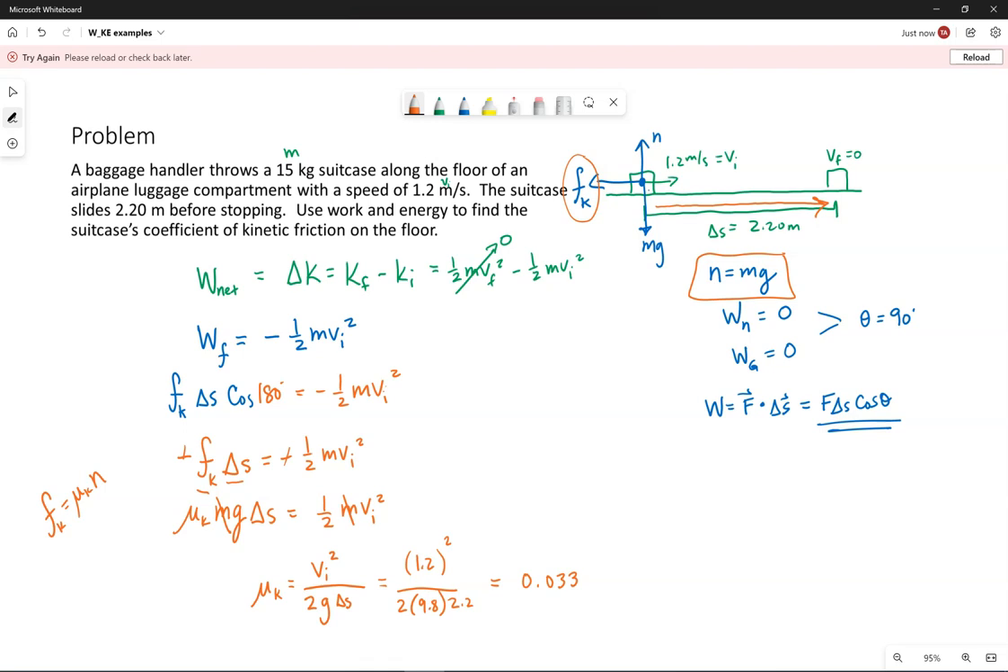Now we should end up with no units. Let's make sure that is the case. The speed is in meters per second, which has to be squared. g is meters per second squared. Delta s is meters. So we have meters squared on the top and the bottom, seconds squared top and bottom. So we do end up with no units.